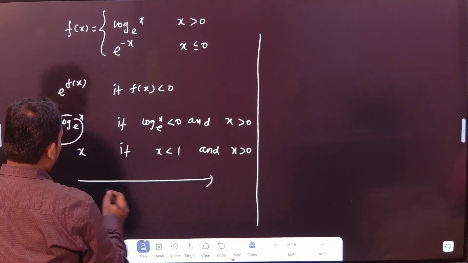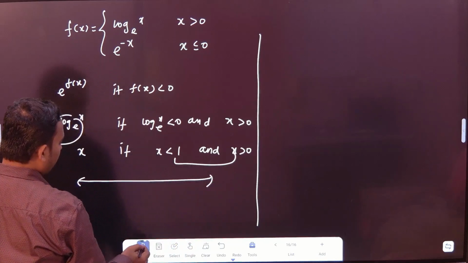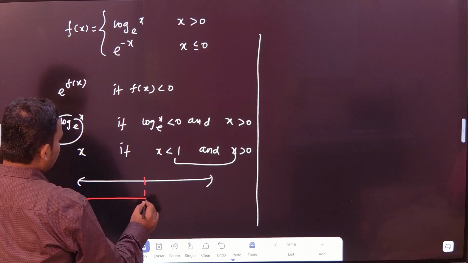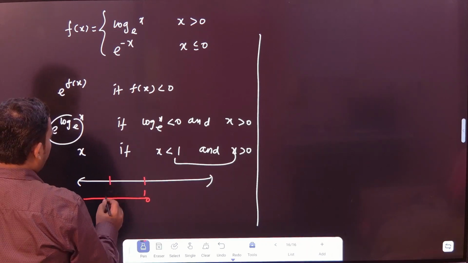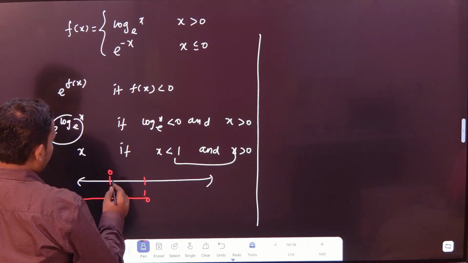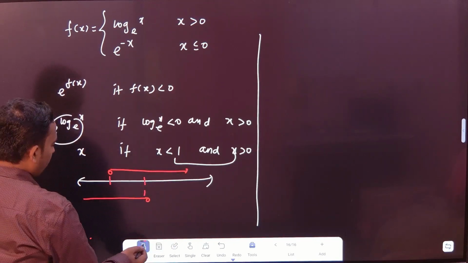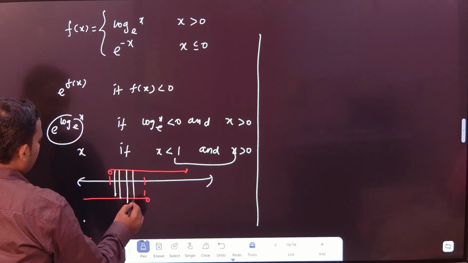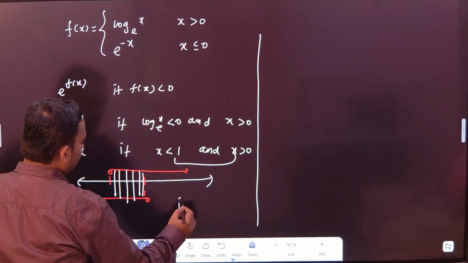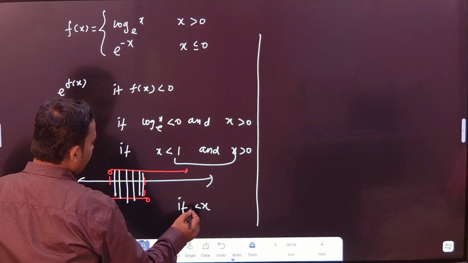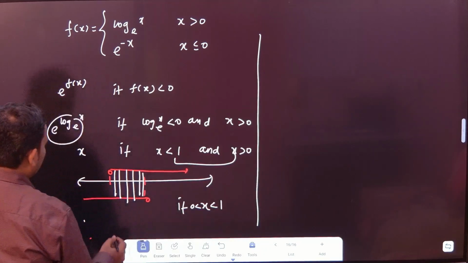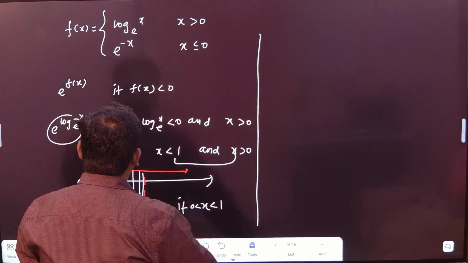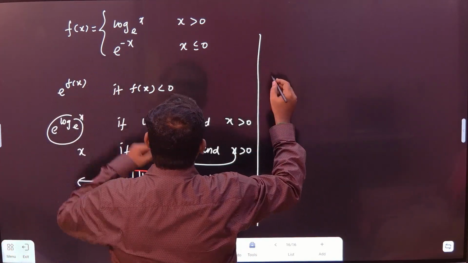Now you can see the number line. We need to find the intersection of these two. So x strictly less than 1, and x should be more than 0. Which is common here, student? This is your common part. If x is more than 0 and less than 1, you can define x. Clear?